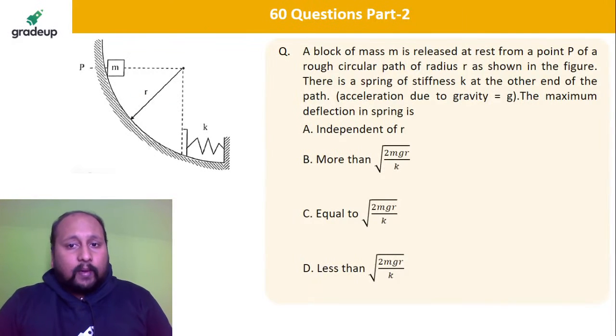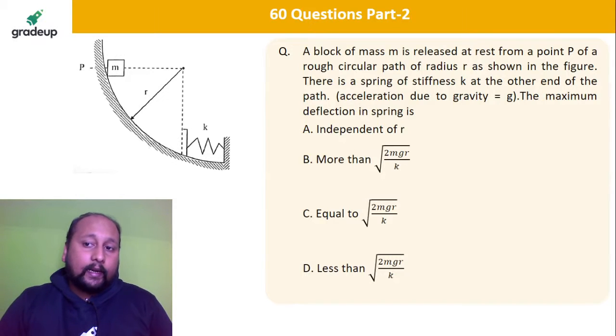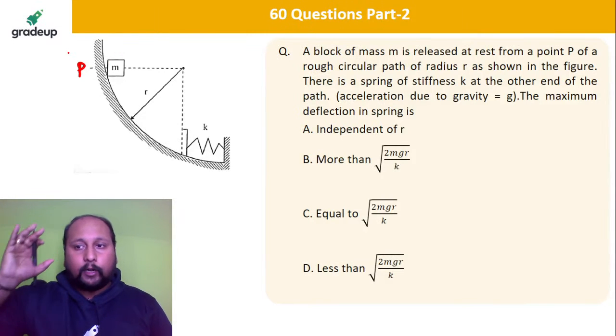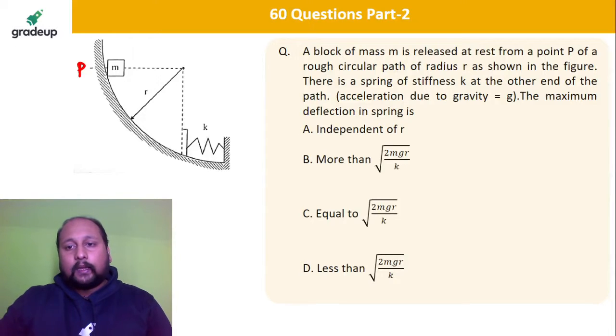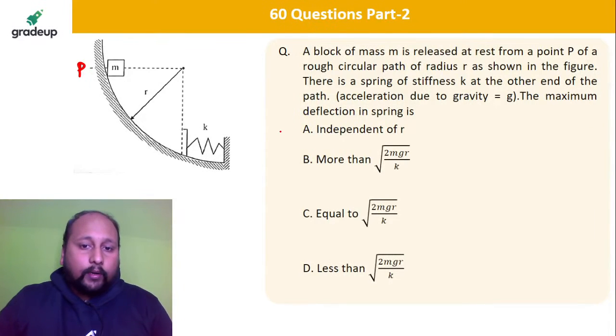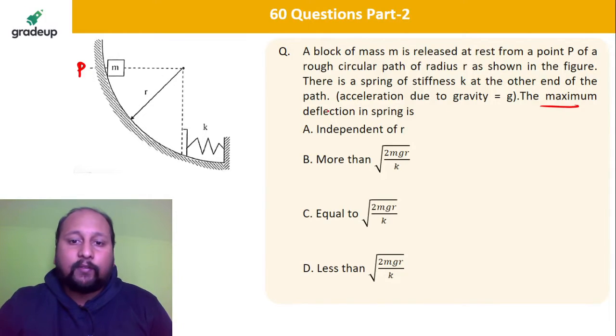A block of mass m is released at rest from point P. So basically this is the initial point P and it is being released from that point. It is moving in a circular path as shown in this figure. You have to tell me what will be the maximum deflection of the spring.